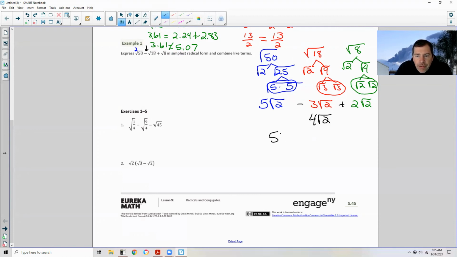It's just like 5x minus 3x plus 2x, where x is the square root of 2. And this is combining like terms, and 5x minus 3x is 2x, and 2x plus 2x is 4x, and we are just letting x be the square root of 2. Okay? So it works the same with radicals as it does with variables. All right, so there's your example.